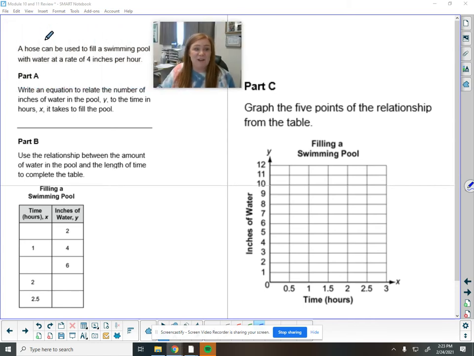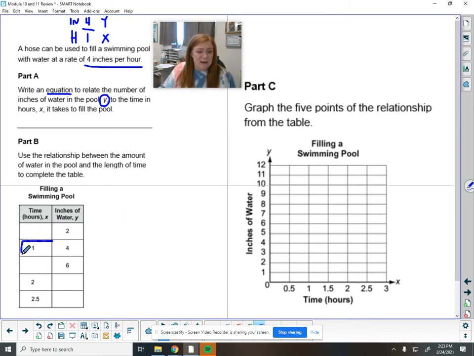Okay, so a hose can be used to fill a swimming pool with water at a rate of 4 inches every hour. So we've got 4 inches in 1 hour. So here's our inches, here's our hours. 4 inches, 1 hour. Write an equation to relate the number of inches of water in the pool, y, to hours, x. So y is our inches and x is the hours. If that is a little confusing, let's come down and use some of our tables and charts, and we can come back and figure out what is happening here.